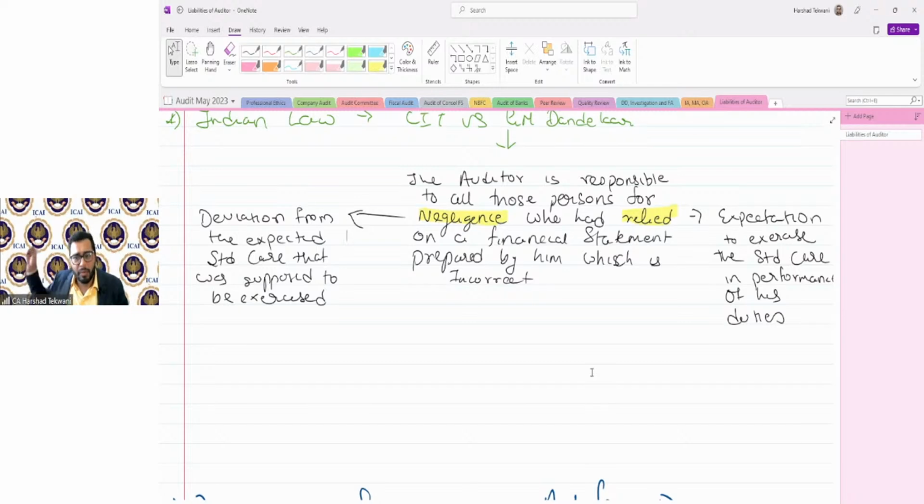And the second thing is the person has relied on the financial statement, meaning his expectation. So relied means he had expectations that the auditor will exercise his standard care in the performance of his duty, meaning the expected standard care. There are various cases to decide upon the civil liability in case of an auditor. There are numerous cases, but this is a very important concept. We need to understand how the liability is decided. What is the basic ground to decide the liability? I hope I'm clear.